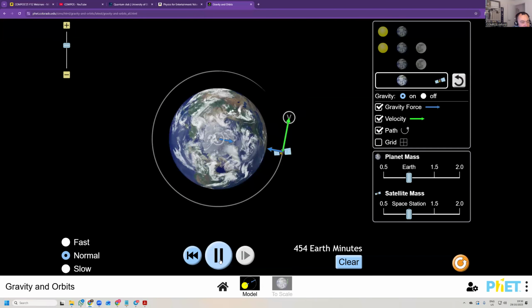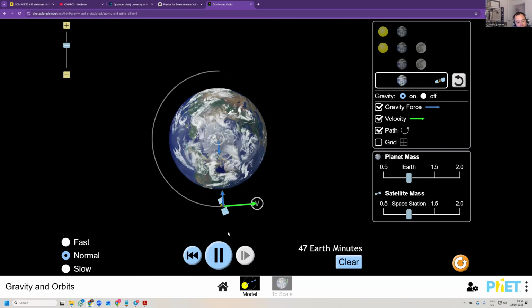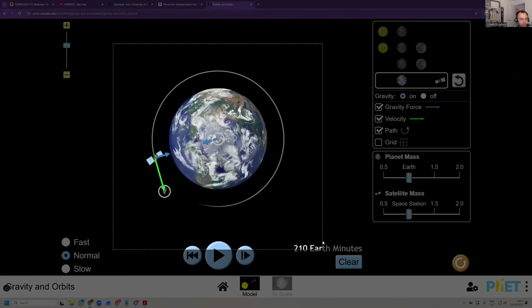Let's try removing that force, remove gravity, and watch what happens. Look what happens to the satellite. So switch gravity back on, press play, and now the satellite goes in circles because of gravity. If there was no gravity, it would be flying in a straight line. Hope that makes sense.